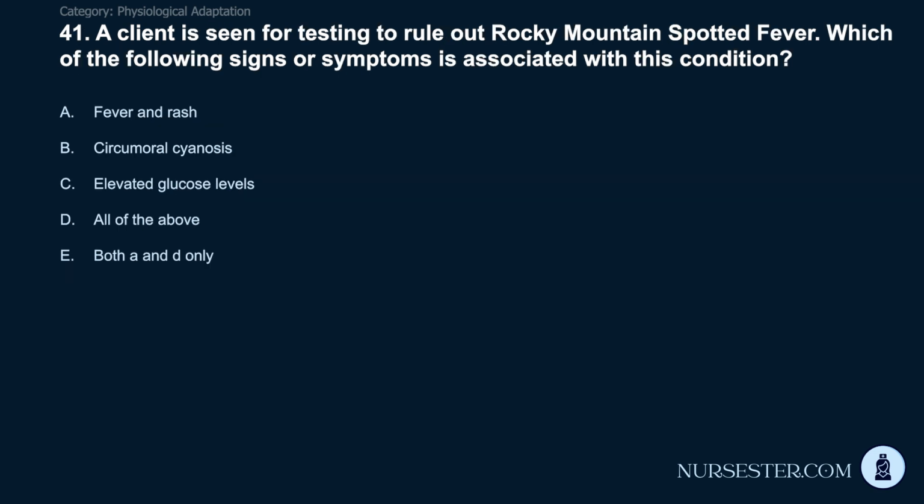41. A client is seen for testing to rule out Rocky Mountain spotted fever. Which of the following signs or symptoms is associated with this condition? A. Fever and rash. B. Circumoral cyanosis. C. Elevated glucose levels. D. All of the above. E. Both A and D only. Correct answer: fever and rash.